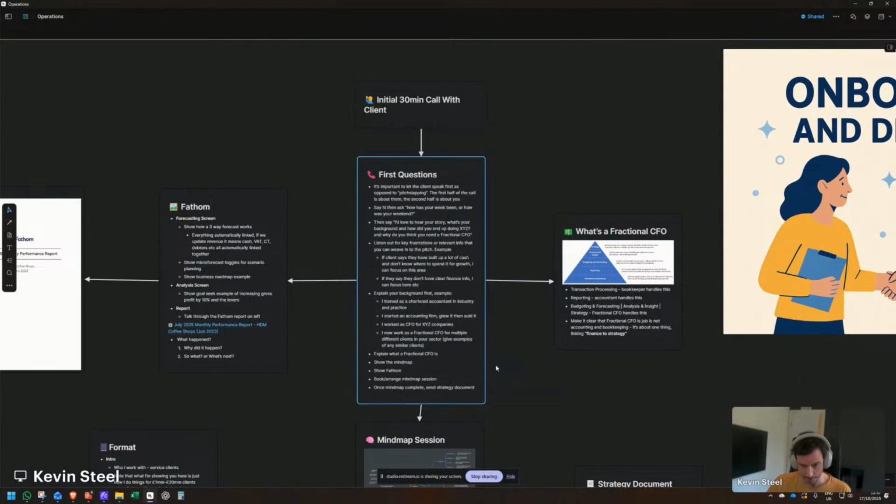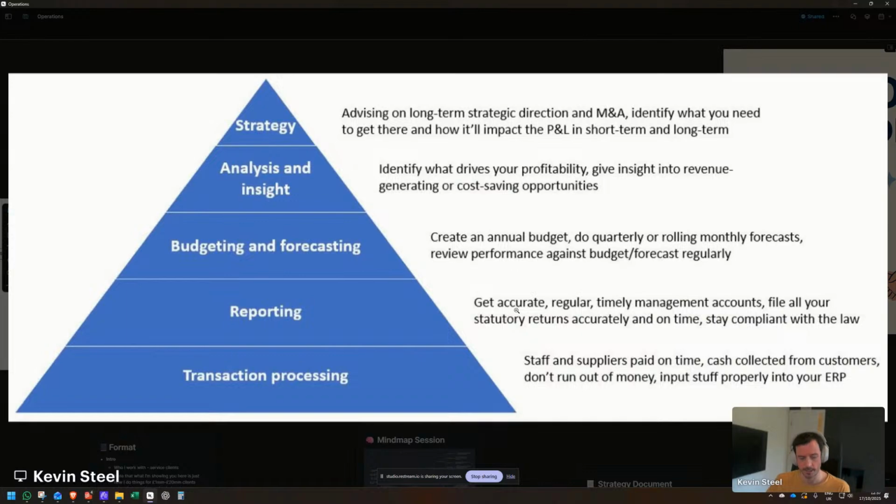Then next, I will explain what a fractional CFO actually is and what they do, because fractional CFO is a new term on the market, and it's quite a confusing one. Everybody knows within reason what a bookkeeper does. Everybody knows within reason what an accountant does. But fractional CFO, what does that really mean? Let's find out. This is an image I use on my initial calls.